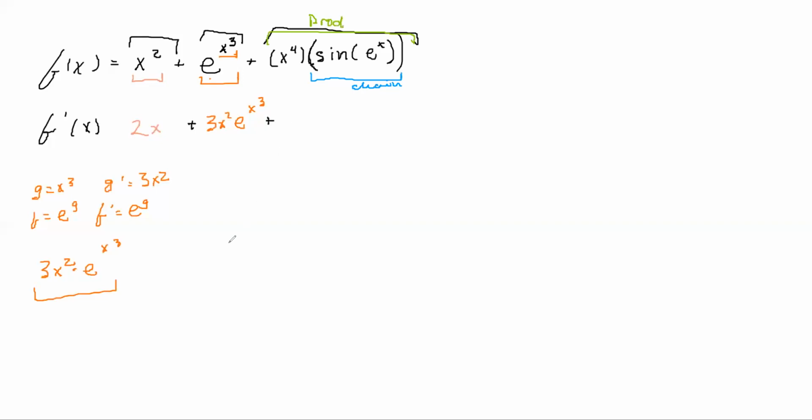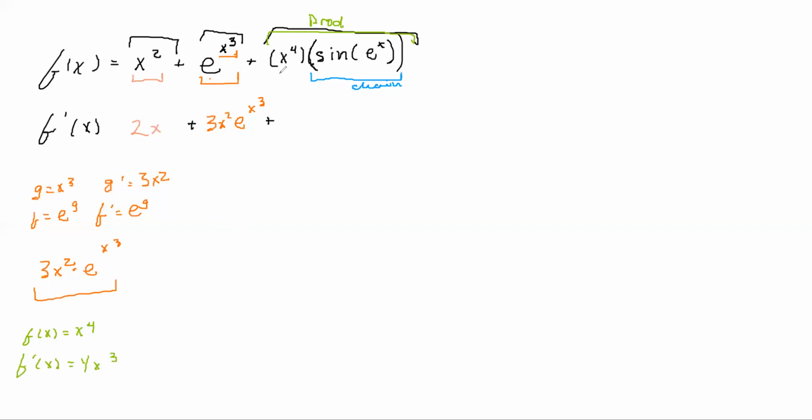So where I would start is actually with the product rule. I would sit down and say that my f is going to be, so f of x is equal to x to the fourth. And then f prime of x is equal to 4x cubed. Just so that I have that in my back pocket. I know where I'm going.